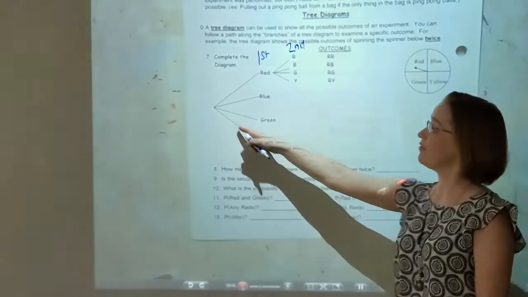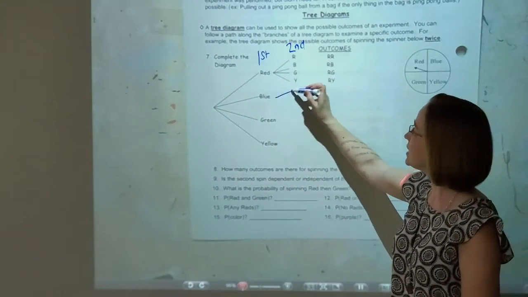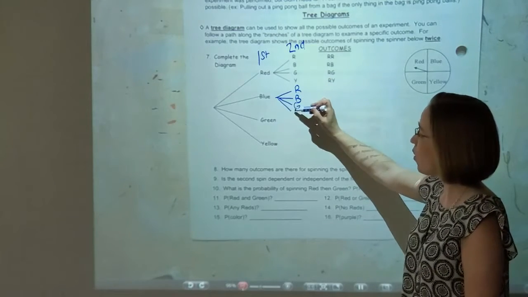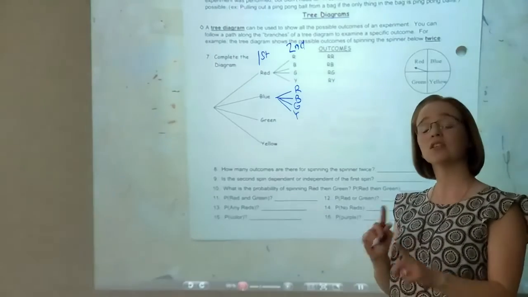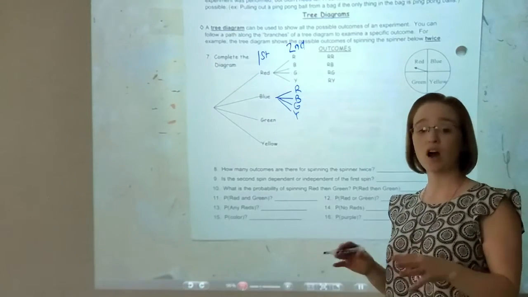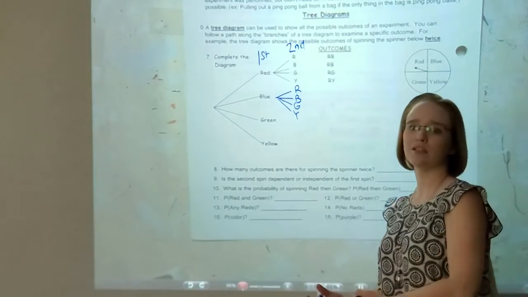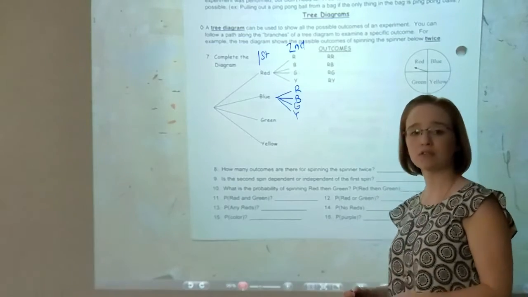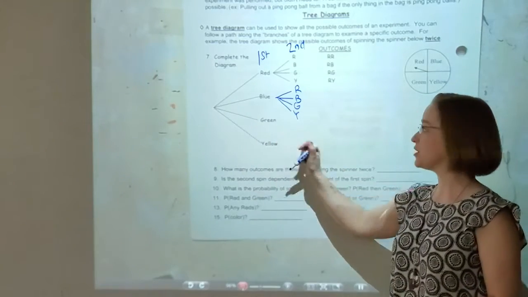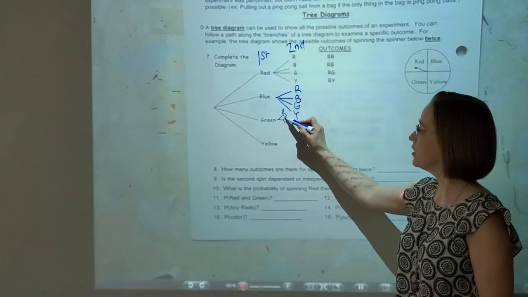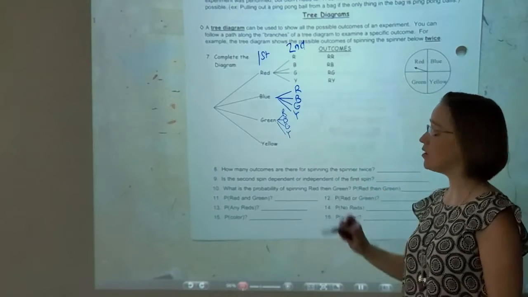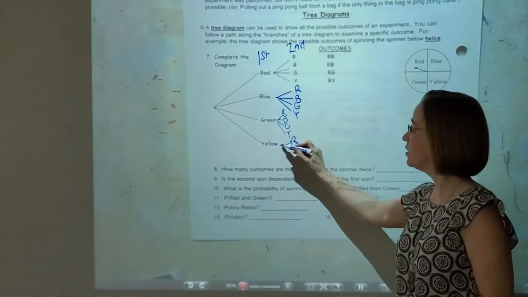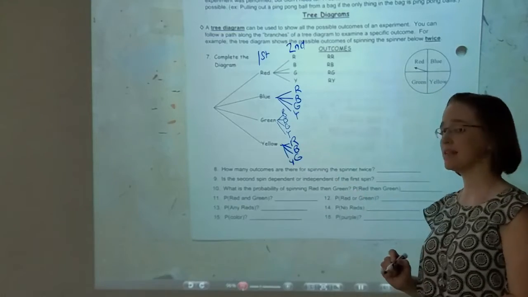If on my first spin I get a blue, I can still get red, blue, green, or yellow on the second spin because the two spins are independent. They do not affect each other. So regardless of what I get on the first spin, when I go to spin again, the spinner has no memory of the first result. If I get a green on the first spin, I can get red, blue, green, or yellow on the second spin. And if the first result was a yellow, I can get red, blue, green, or yellow on the second.